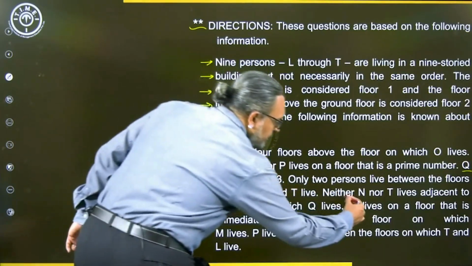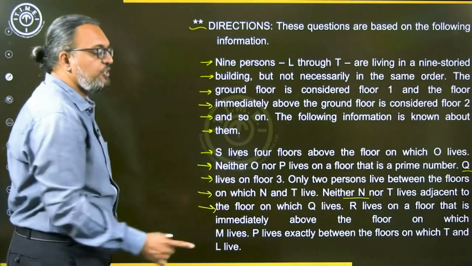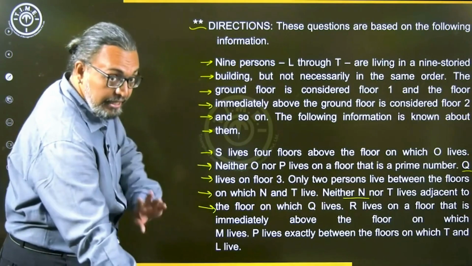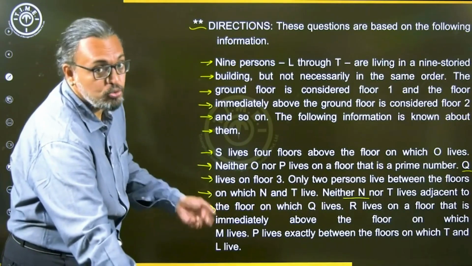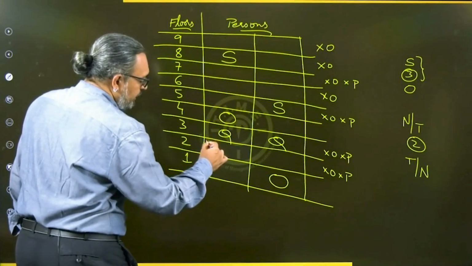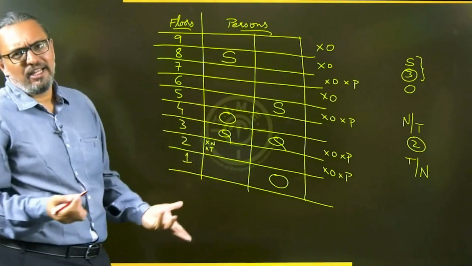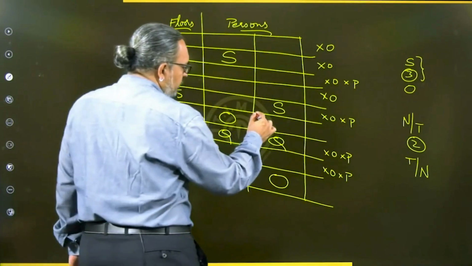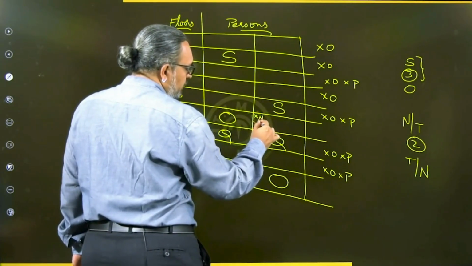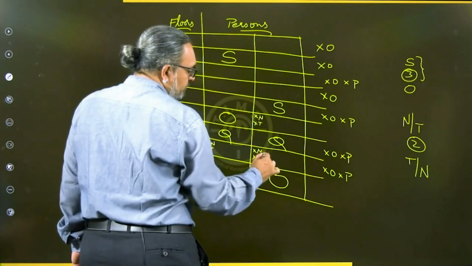Now, what he says: neither N nor T lives adjacent to the floor on which Q lives. Okay. Neither N nor T is adjacent to Q. Now, Q is here. Neither N nor T is adjacent. One other adjacent anyway is O. Now, here both adjacents are available. You can rule out N and T.